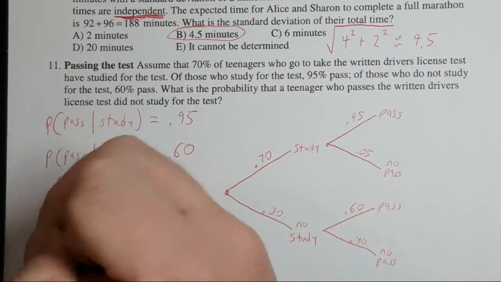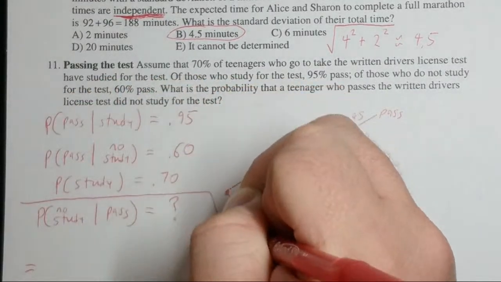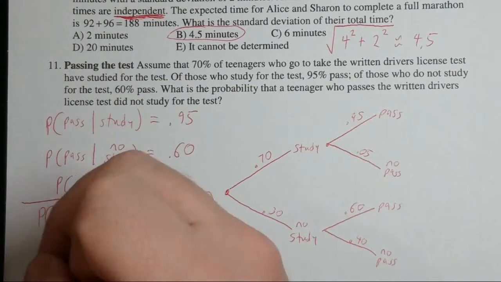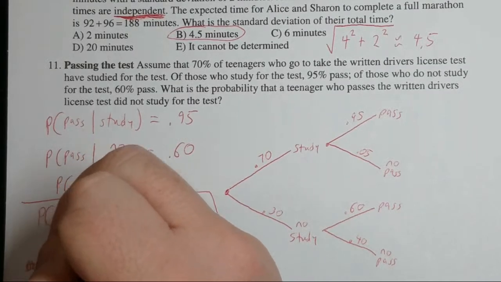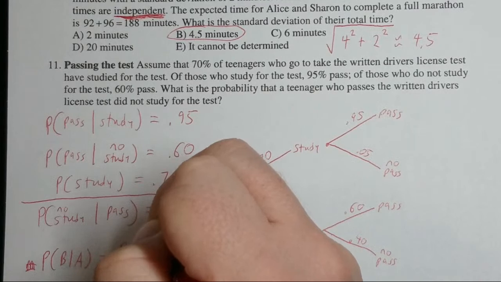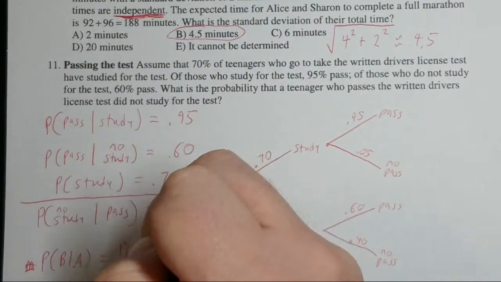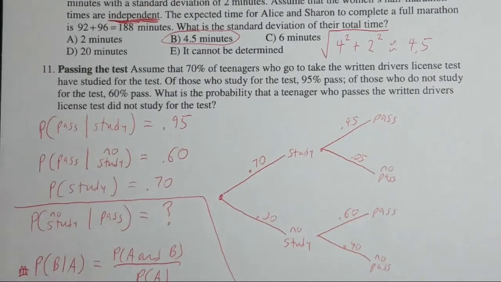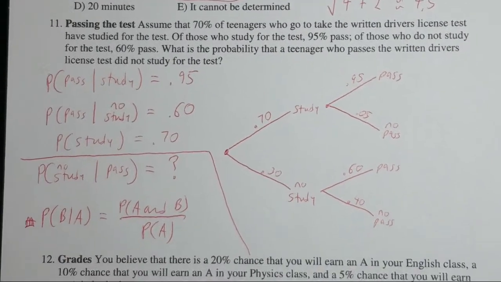This calculation, which I'm blocking off right here, no studying given passing, has to do with the formula. The probability of B given A is equal to the probability of A and B divided by the probability of A. That is a formula that is given to us on the formula sheet. Move that up just a tiny bit more. There we go.